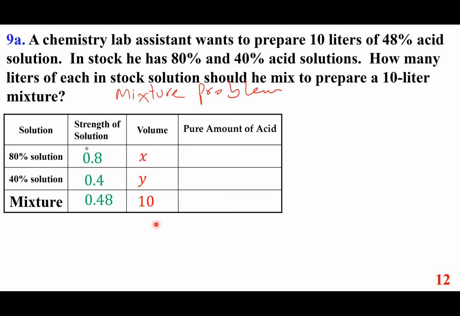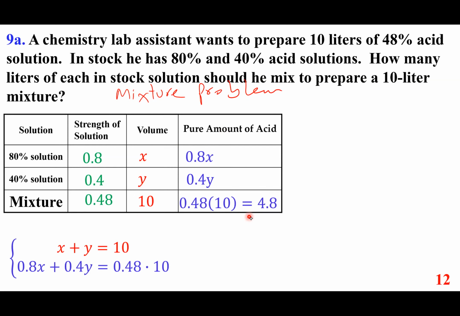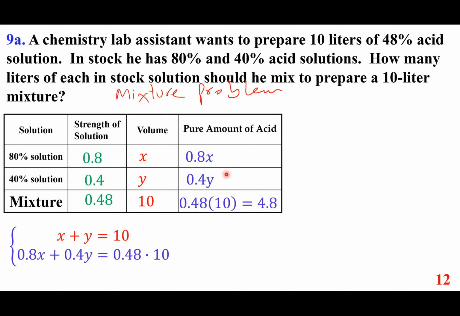Secondly, when we say something is 80% acid or base or alcohol, only 80% is pure. So 0.8, the pure amount or the actual amount of acid is the product of this column and this column. So this gives you 0.8 times X. This gives you 0.4 times Y. This gives you 0.48 times 10 or 4.8. This is one equation, and this is another. X plus Y is 10. 0.8X plus 0.4Y equals 0.48 times 10 or 4.8.